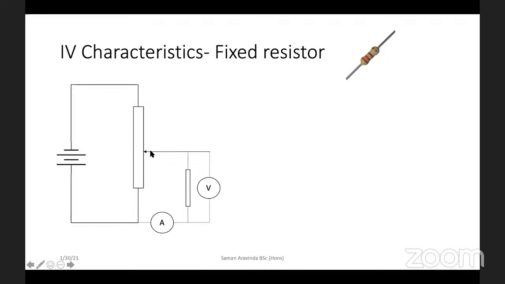So when we move the slider up and down, we can change the resistance enclosed in this particular circuit, so that when it is changed, we can change the potential difference across the device that we test. So if the slider is all the way up, what is the potential difference across this device? Maximum. Say the power supply is 10 volts.